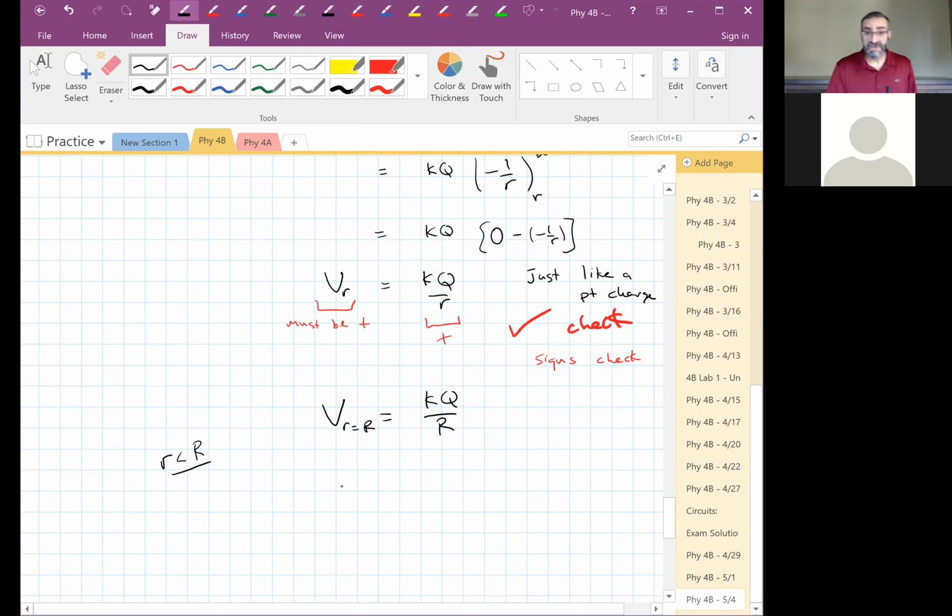The electric field is different inside, so I have to start over again, right? Anytime the electric field changes, I have to stop at that boundary and start again, do it like it's a whole new problem. So I say delta V. Here, let me draw what we're doing.